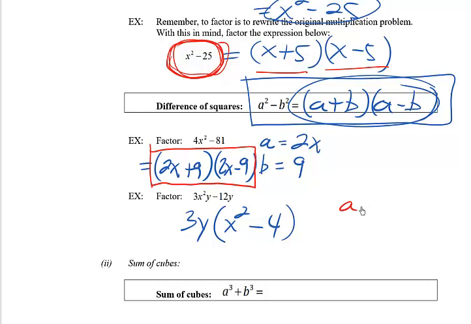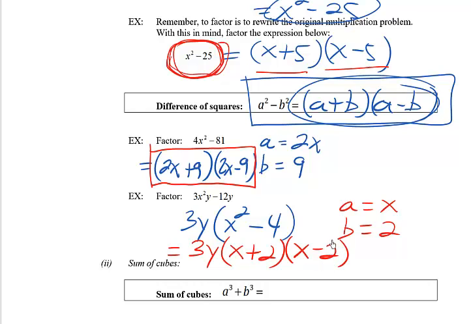Well, it should be pretty obvious. The a would be x. X times x makes x squared. The b would be 2, because 2 times 2 makes 4. Well, I have a difference of squares, so that parentheses keeps going. I can factor further into the a plus b, a minus b pattern. X plus 2, x minus 2. Don't forget the 3y, that's part of the answer.